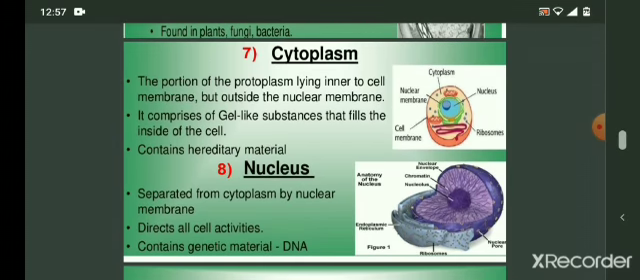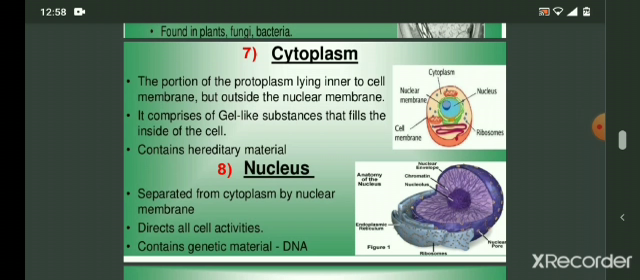Now cytoplasm is another component of the cell. This comprises the protoplasm. It is the jelly-like substance inside the cell. It is present outside the nucleus and it contains all the heredity material and all the other organelles. The small organelles are present inside the cell cytoplasm.